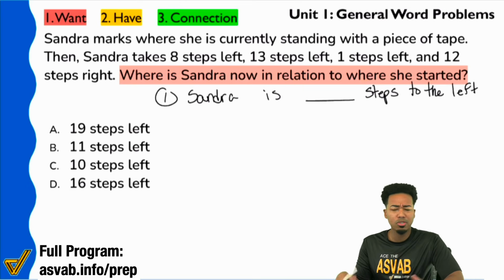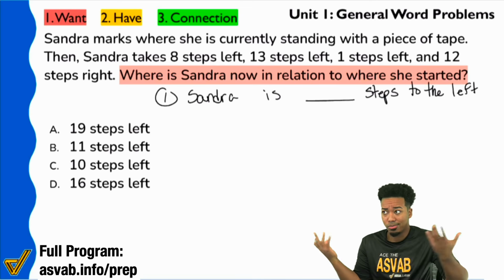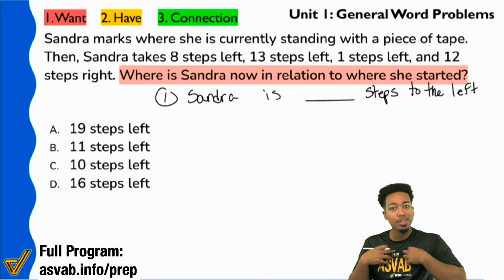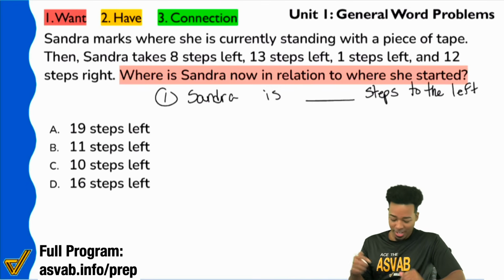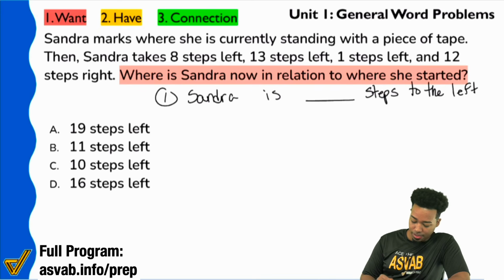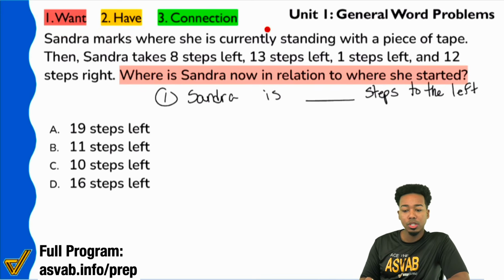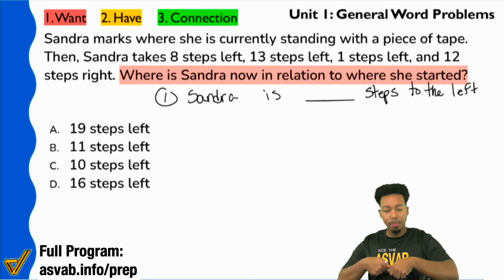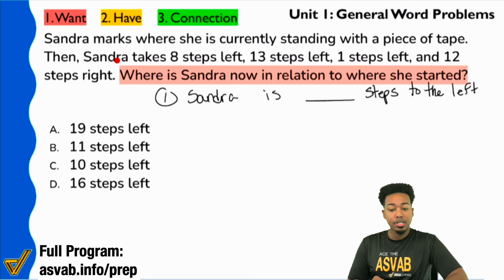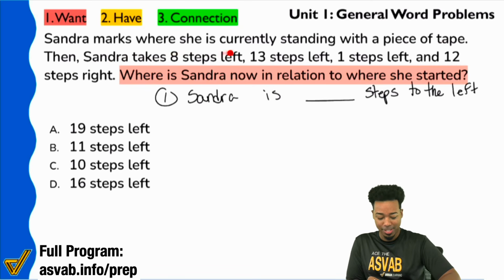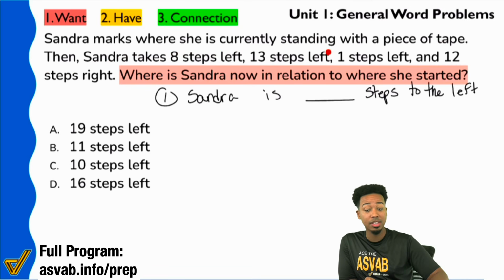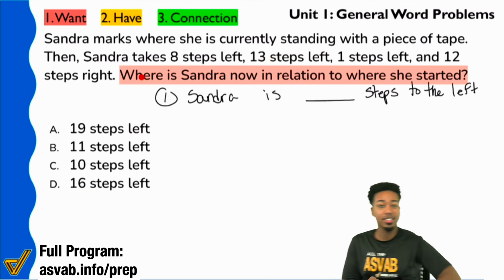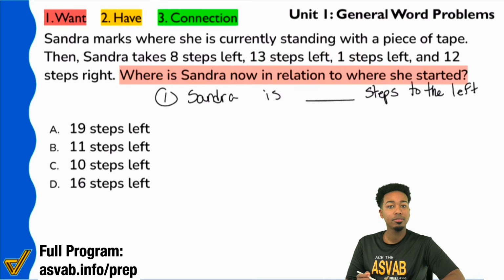Okay. Let's understand how we get there. Well, where was Sandra? What did she do? So that we can go ahead and mimic those steps and see where she is now. What do we see? Let's write this down. Sandra marks where she is currently standing with a piece of tape. So let's imagine that. Here's a piece of tape. Bam, here's where I am. Then Sandra takes 8 steps to the left. Okay. 13 steps to the left. Okay. 1 step to the left. Okay. And then 12 steps to the right. Okay. Where is Sandra now?